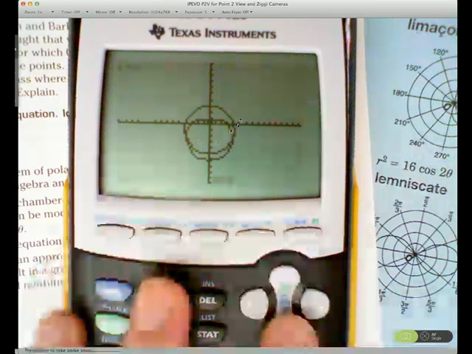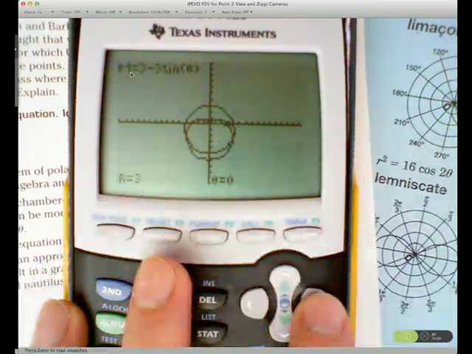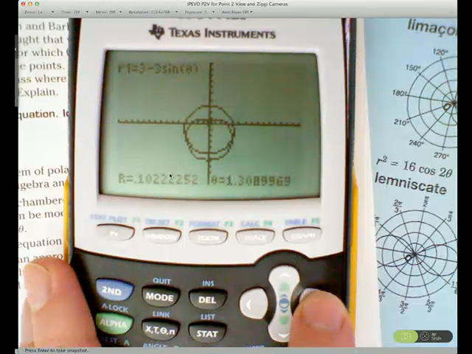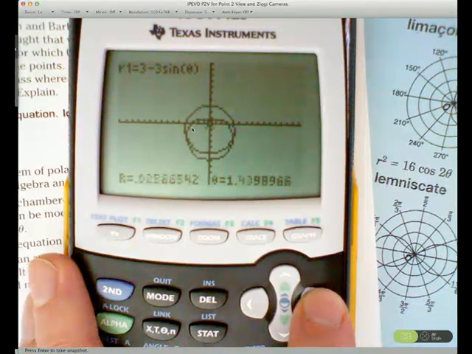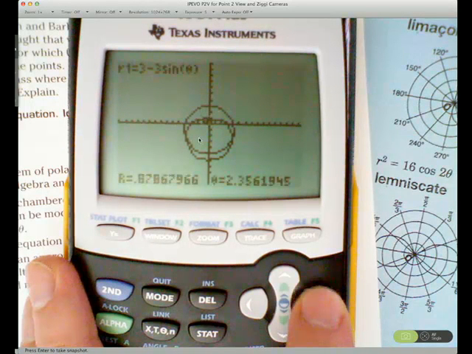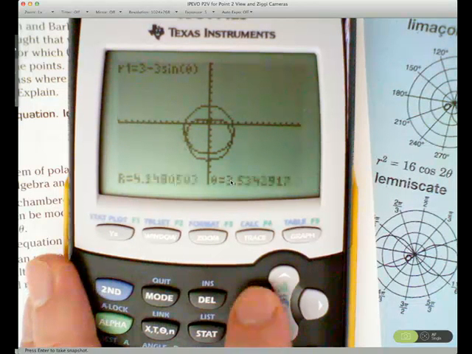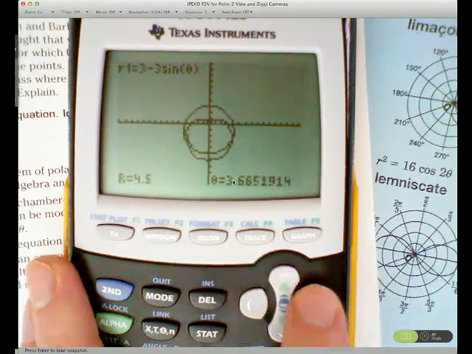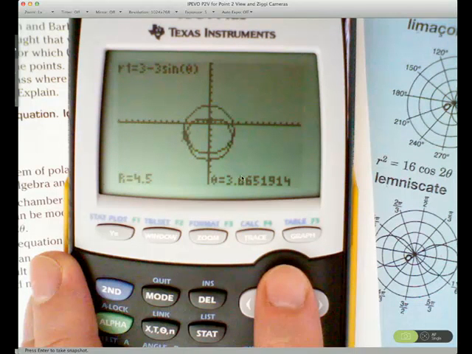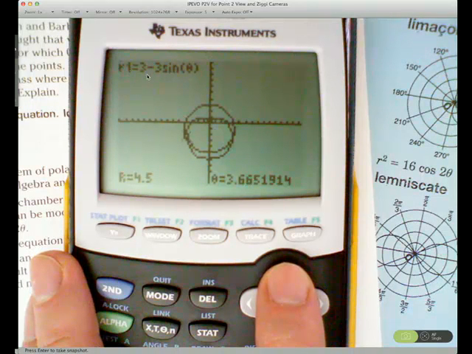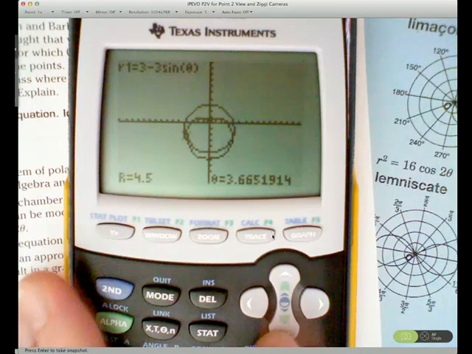And then I can go to trace, and right now I'm on my R1 equation. If I hit right, it'll cycle through values of r and theta. You can see me going around this cardioid. And I want theta to be... backing up. And I get r equals 4.5 right here at 3.665 radians, which I believe is probably 7 pi over 6. But that's for the first equation. So to switch between equations, you can use the up or down arrows.